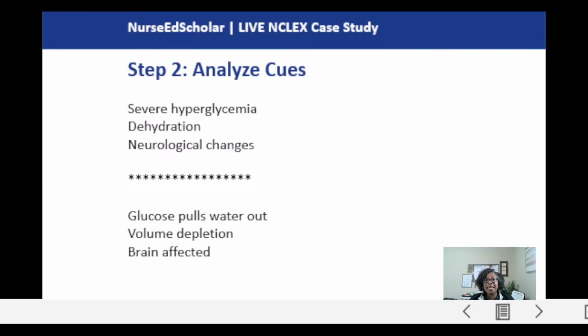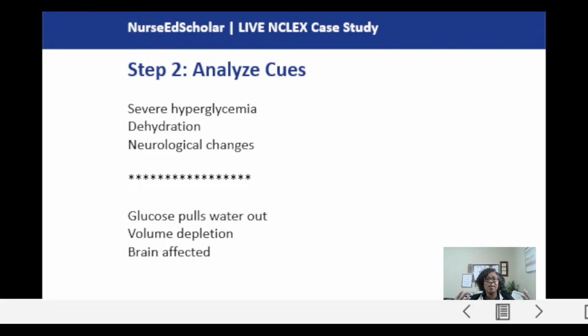So, the key here is that the glucose is high. It's high. And one thing that you have to remember is that water follows glucose out of the cells. And this is actually what's causing the dehydration in this individual. So, he's not just hyperglycemic, he's actually volume depleted and it's affecting him neurologically.